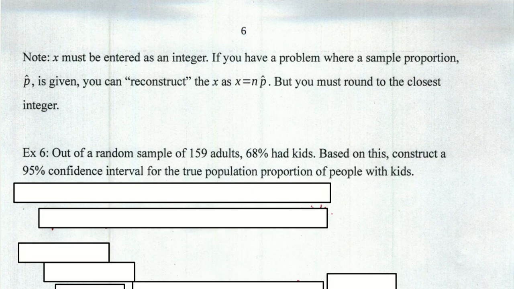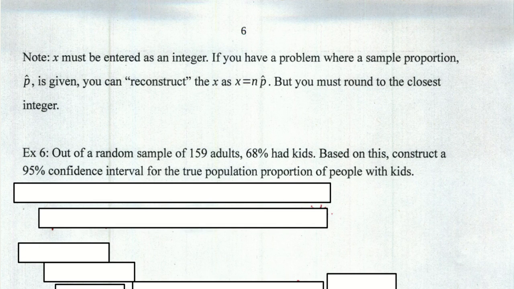Okay, another example. This one asks us to do exactly what we've done before, but it gives us information in a different way. So when we look at the question, it says, out of a random sample of 159 adults, 68% had kids. Now, that's interesting because that's basically giving us p hat, the proportion of the sample of 159 adults who had kids. So that 68% is p hat. P hat is x divided by n. What we don't have is x. We've got p hat and we've got n. Now notice if you do a little algebra, you can solve for x. It's just n times p hat. So that will give us x.